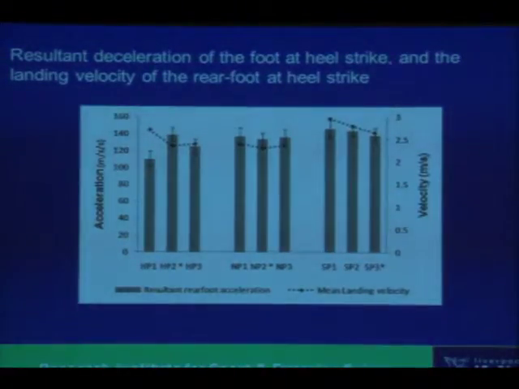That data we also overlaid with landing velocity. And on each of the asterisks, which is the artificial turf, you can see that there's a slightly lower landing speed, which might suggest the perception of a slightly harder surface.